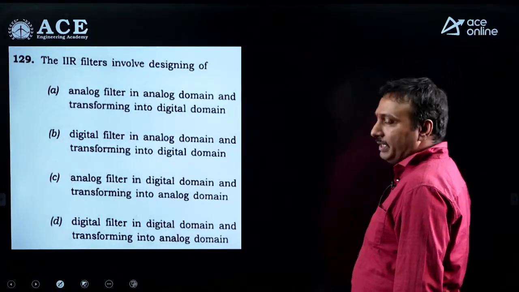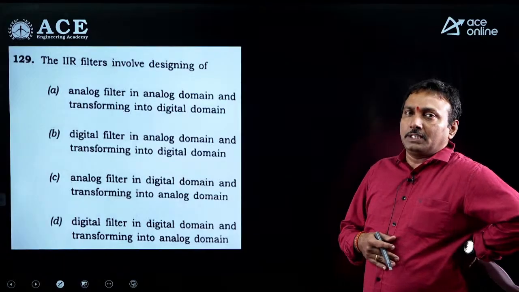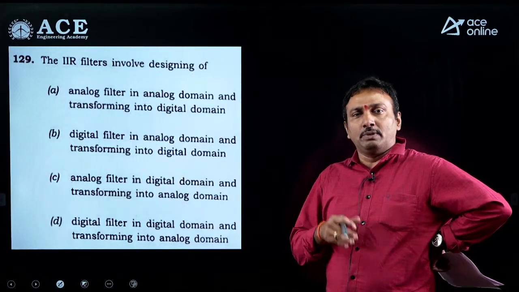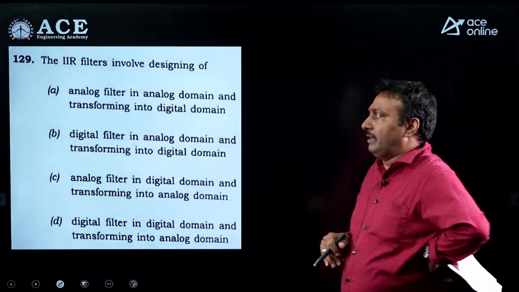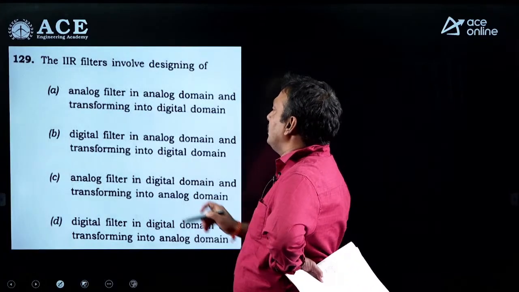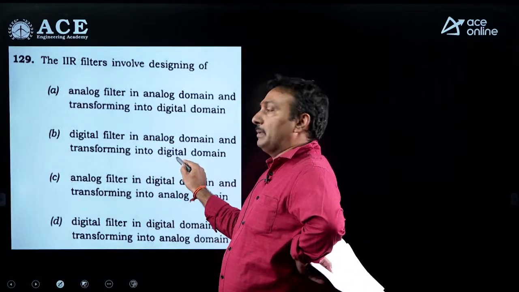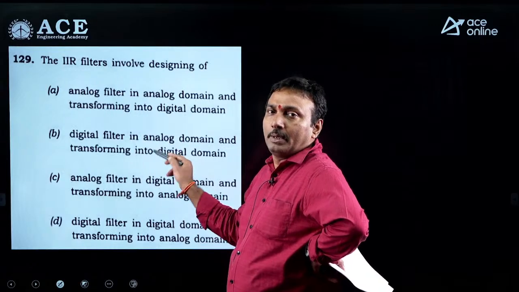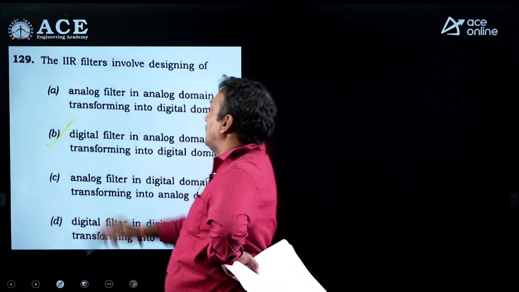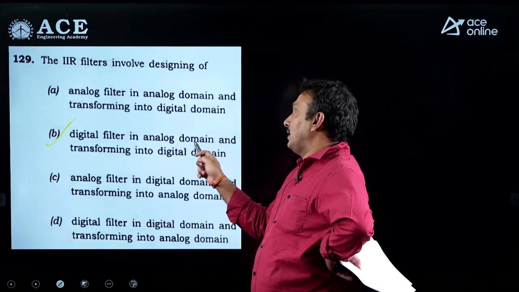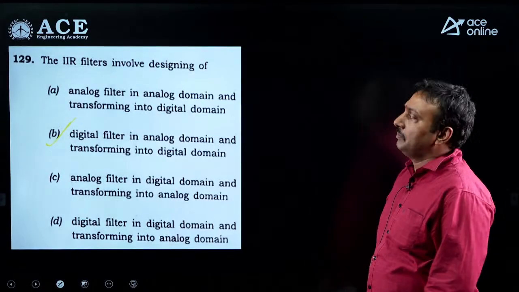IIR filters involved in the design. We studied that always the digital filter specifications will be given. First we have to convert to equivalent analog filter specification because it is impossible to design an IIR digital filter directly. So the digital filter must be converted to analog domain. Then by using some transformation, like S plane to Z plane, bilinear, impulse invariance, it is converted to digital domain. So the best option is option B. Digital filter data is converted to analog, then they are transformed to digital form.